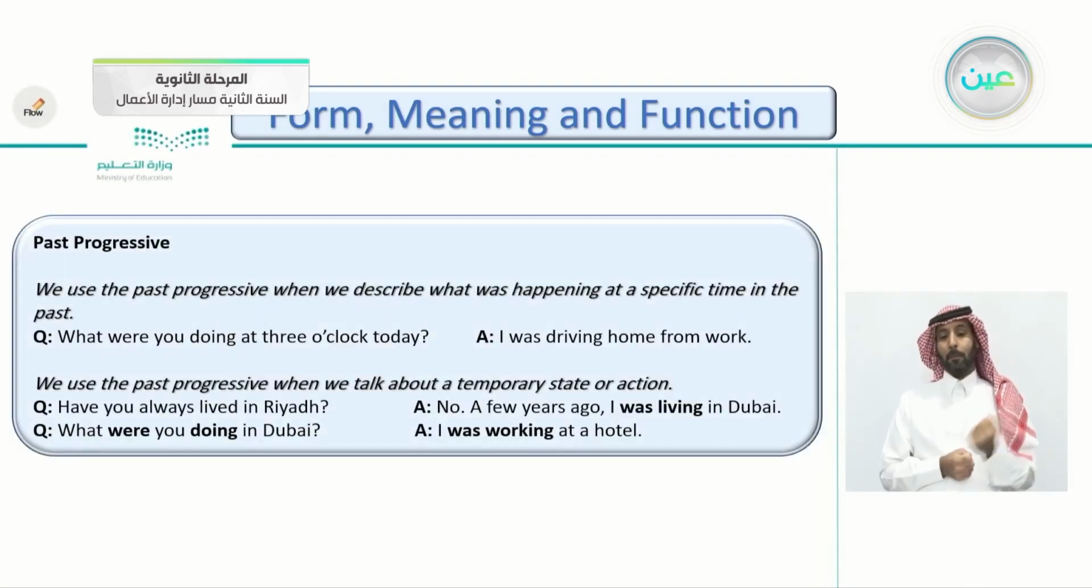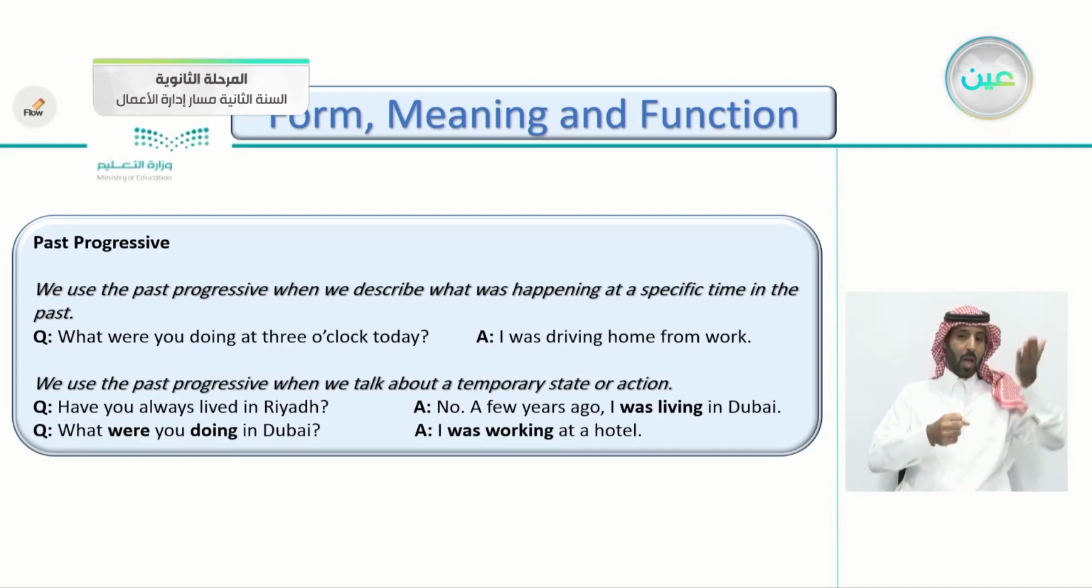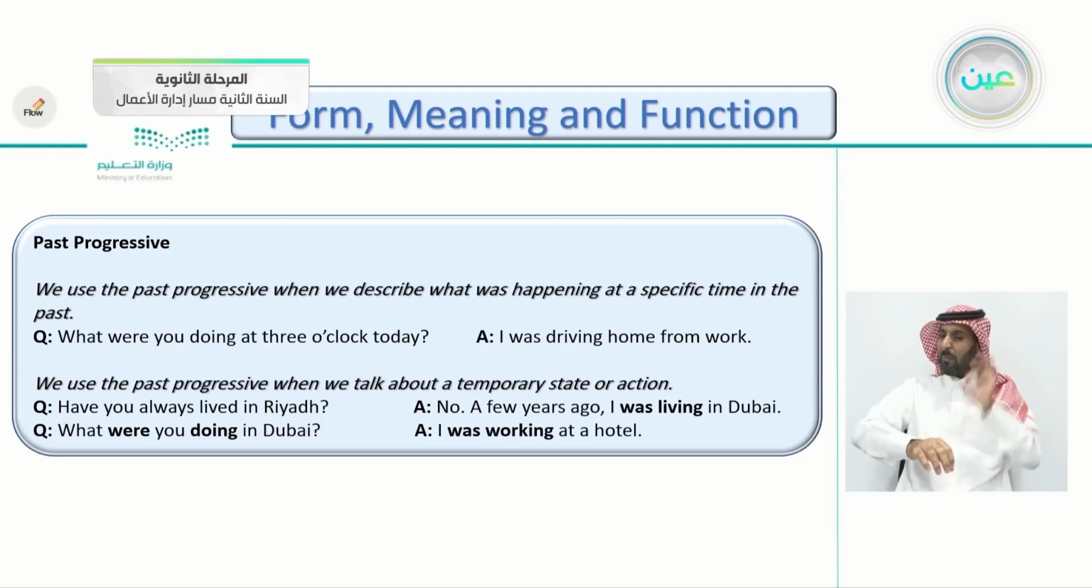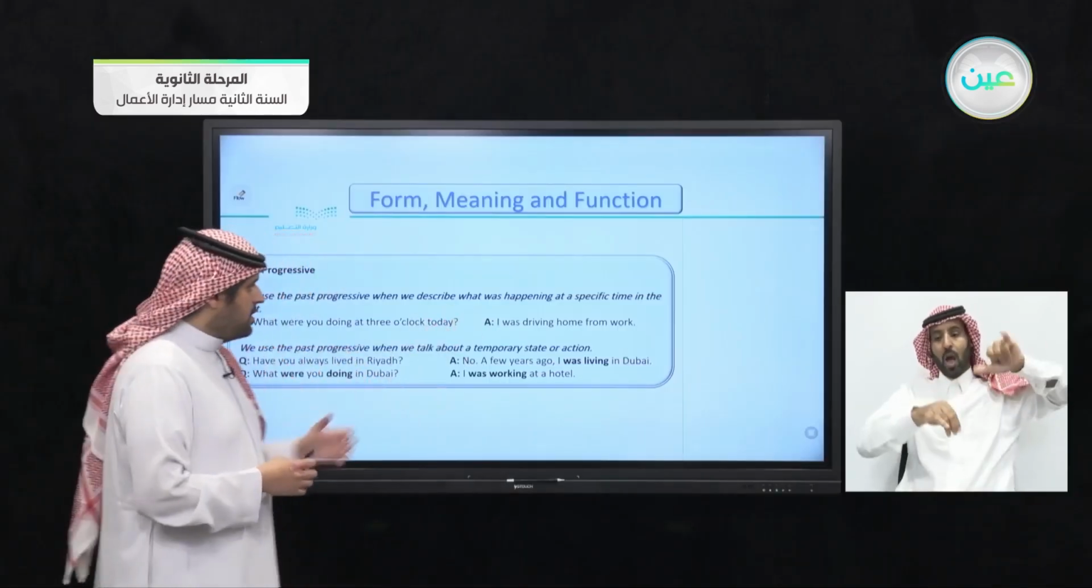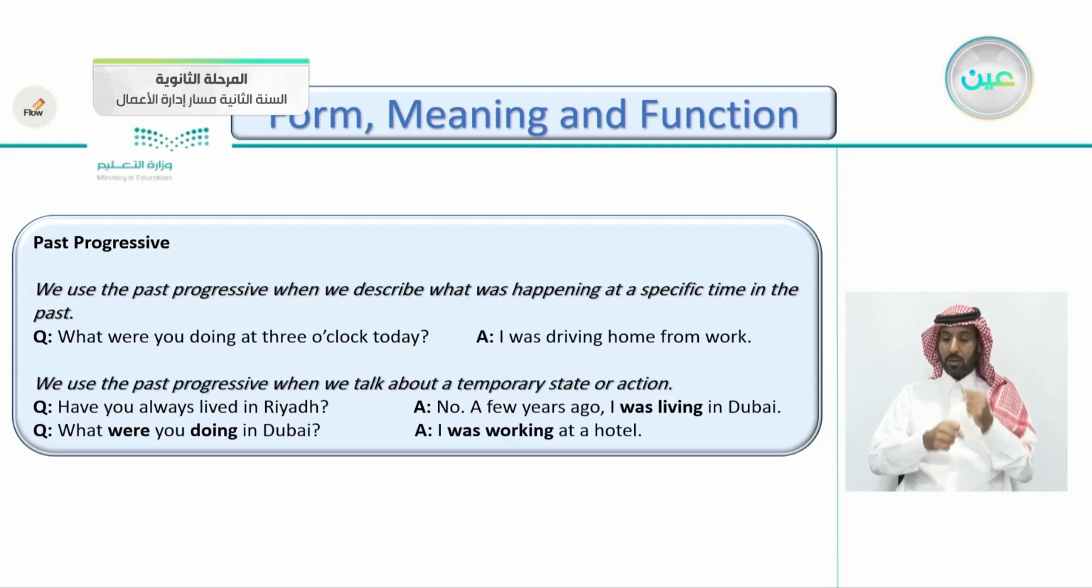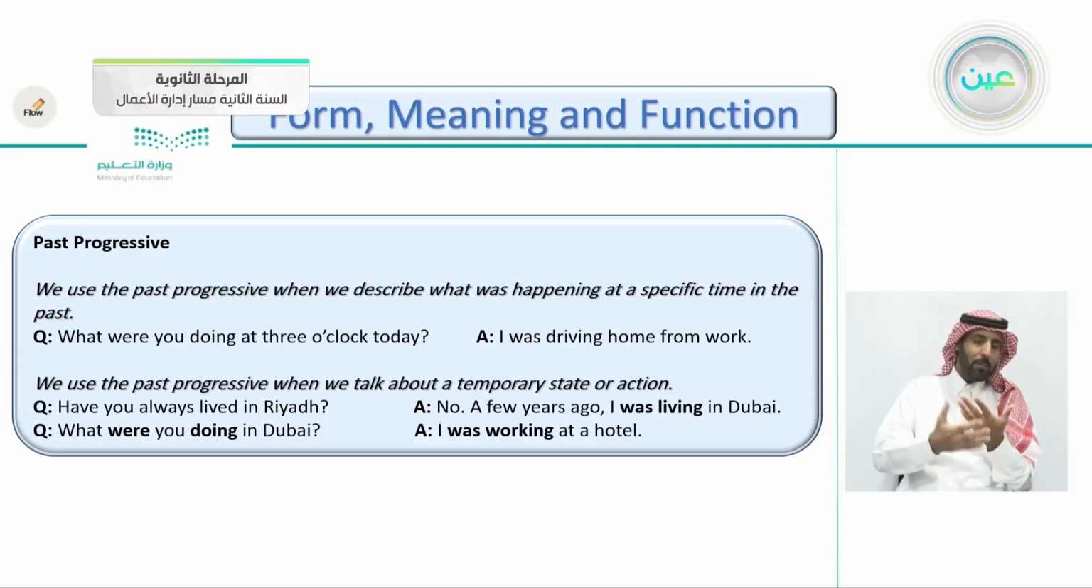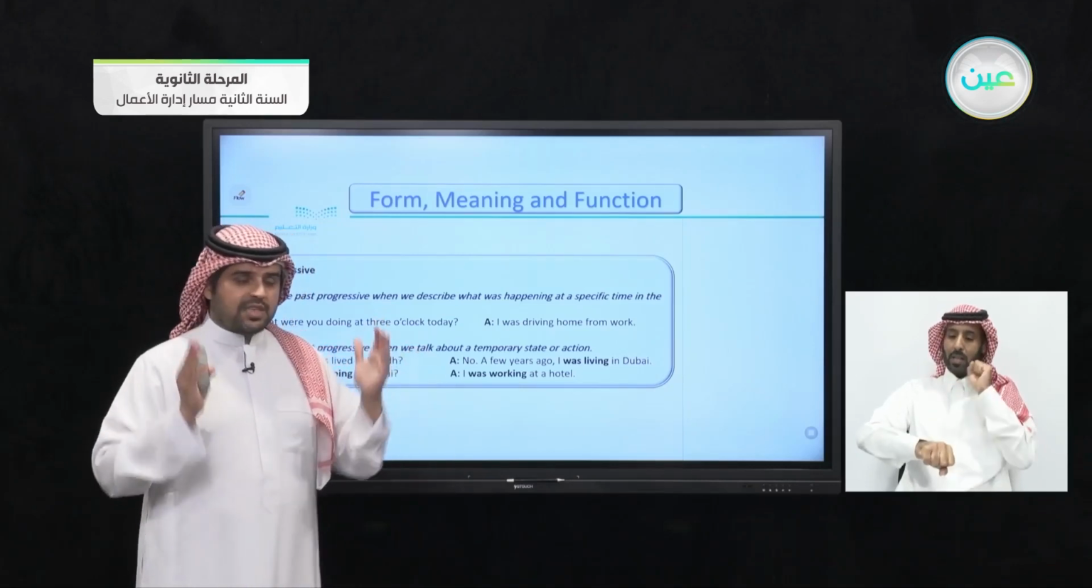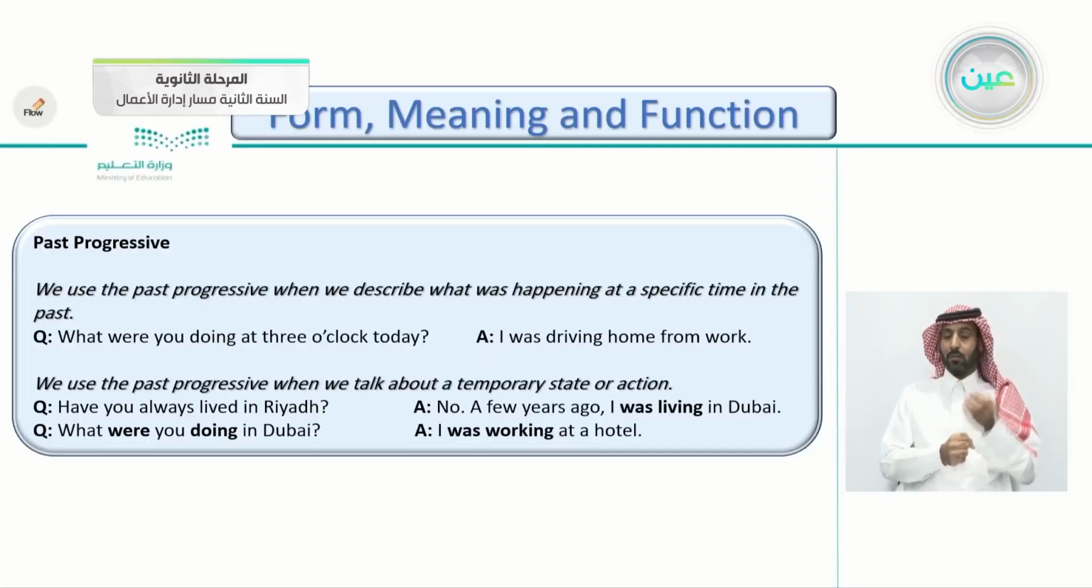The past progressive, let's talk about the past progressive here. We use the past progressive when we describe what was happening at a specific time in the past. So it's a description of what was happening in the past at a specific time. Here are some examples. What were you doing at 3 o'clock today? I was driving. Always the progressive ing. Ing always comes with the progressive. I was driving home from work.